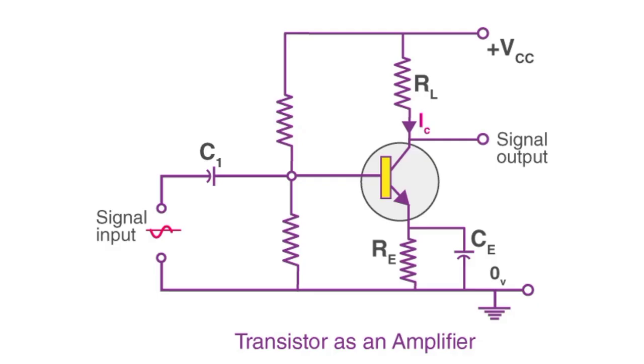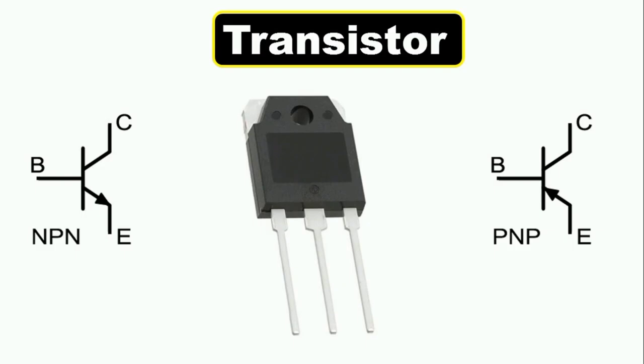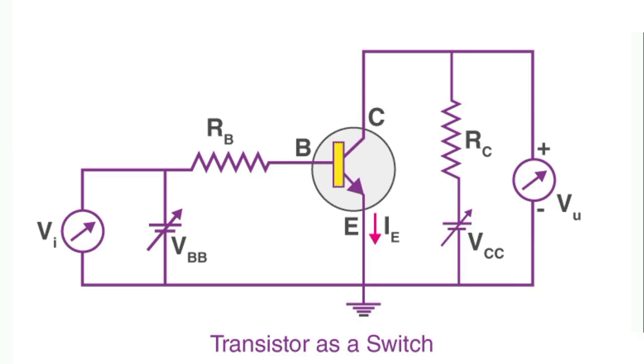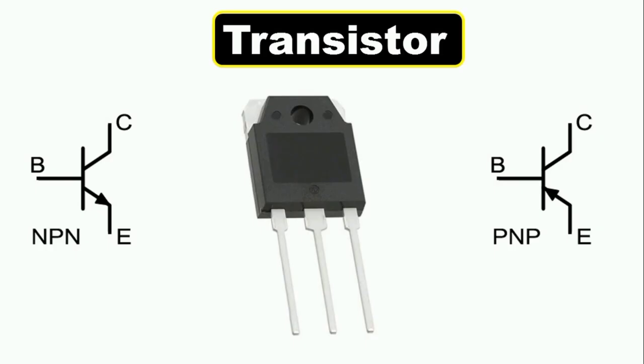We use a transistor in a circuit where we have to convert a low signal into a high signal. That is, if the frequency of any signal is very low and you want to increase it, then there you can use a transistor. Besides, we also use this transistor in a circuit where we have to turn a circuit on and off again and again. Like if you want to turn a circuit on and off 1000 times in a second, then there you have to use a transistor.